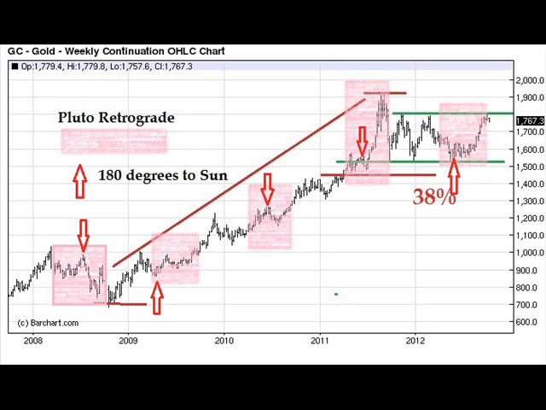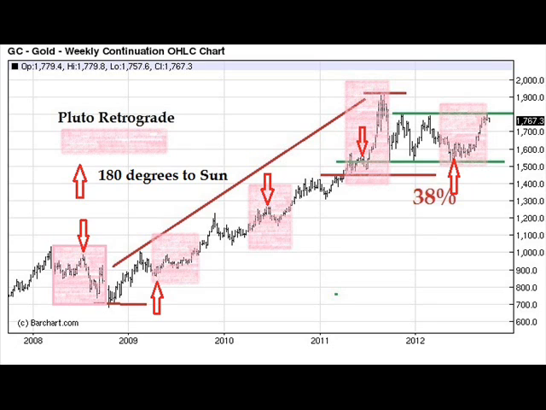Here again is our weekly chart. What I have done this time, using red arrows, is indicated those periods of time when the planet Pluto is 180 degrees or opposite to the Sun. Another way of looking at this is each of these red arrows indicates those times when the planet Pluto is 6 zodiac signs different than the Sun.